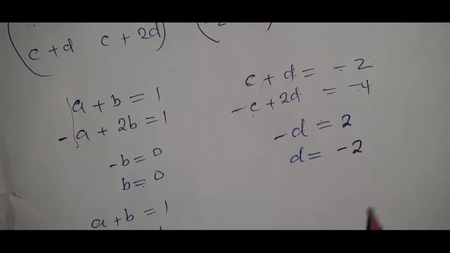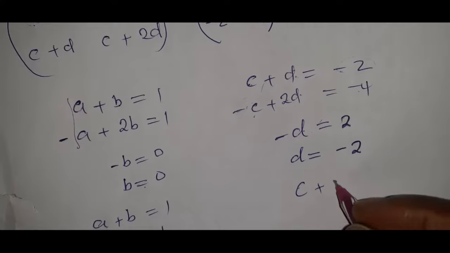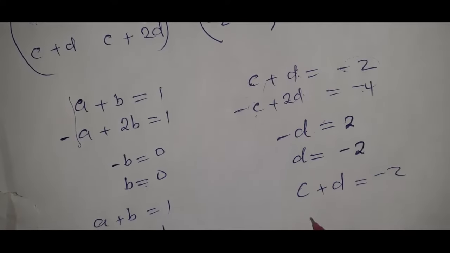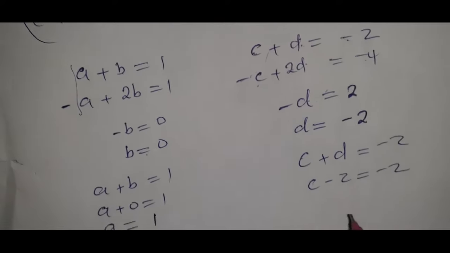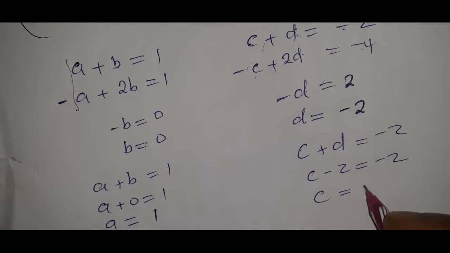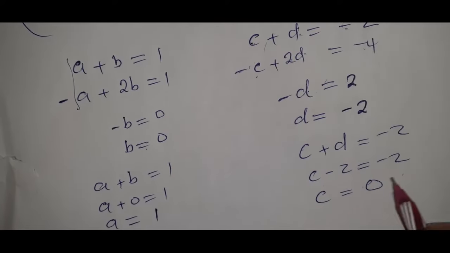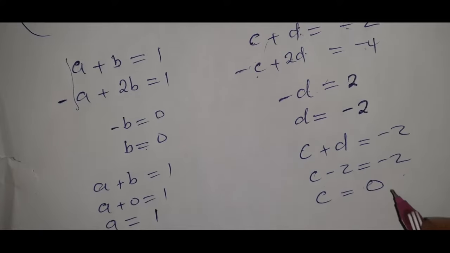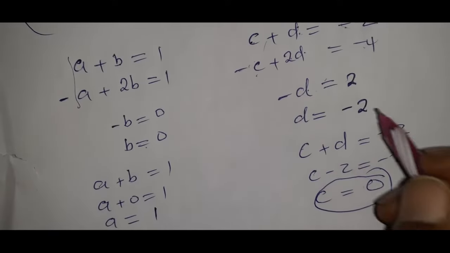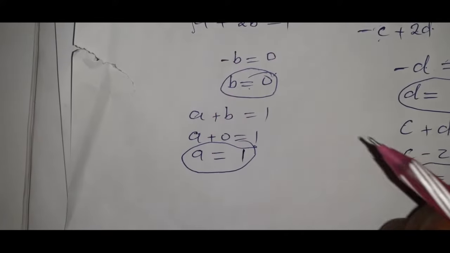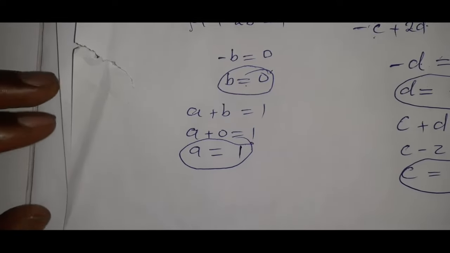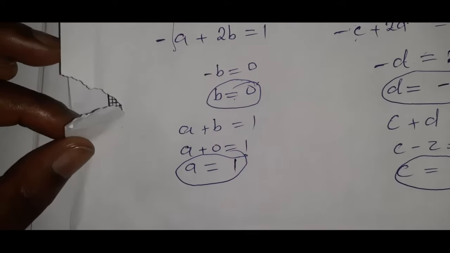Now, if D is equal to -2, we say C minus 2 is equal to... so C is equal to 0. When this one goes the other side, it will be 0. So now, this is our C, this is our D, this is our A, and this is our B. Okay? So now, what are we going to have here?